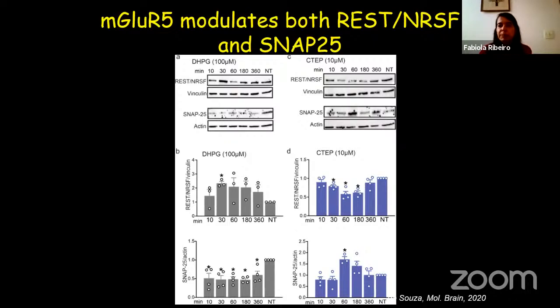So as mGluR5 can modulate many different cell signaling pathways, we decided to investigate whether the receptor could modulate REST expression. To test that, we employed primary neuronal cultures from mouse embryos, and we stimulated these neurons with DHPG, which is an mGluR5 agonist, or blocked mGluR5 with CTEP. What we can observe by Western blot is that REST expression is increased by DHPG, and one of its target genes, SNAP-25, is decreased in expression. And when we block the receptor with CTEP, we see a decrease in REST expression and an increase in SNAP-25 expression. So this data suggests that mGluR5 can modulate REST in primary neuronal cultures.